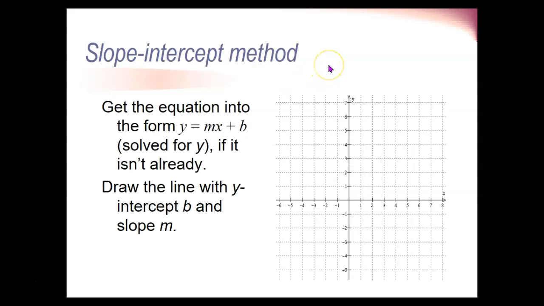One other method that's sometimes easy, especially if your equation is set up in slope-intercept form, is to use the slope and the y-intercept to graph the equation. So the way this method works is get the equation into the form y equals mx plus b if it isn't already. This is particularly useful if it is already in that form, because then you can just go ahead and see the number in front of the x is the slope, and the constant term is the y-intercept, and you can use those to draw the equation.